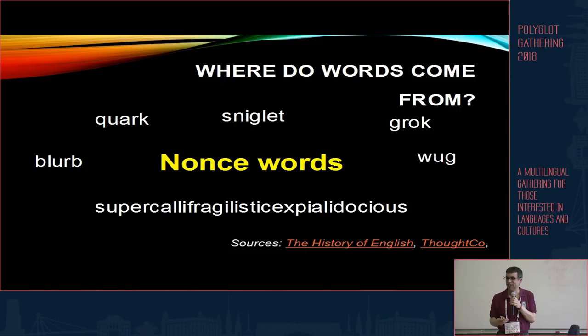Yes, Robert Heinlein. Exactly. Land. Yeah. And can you define it? Yes, to deeply understand. Yeah, exactly. It's now used actually as well in programming for searching for something. Yeah. How about wug?